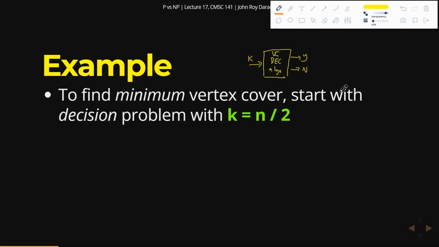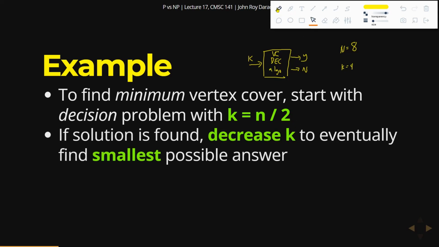So if you wanted to use this algorithm to find the optimal version, you can start with n over 2. So let's say that you have 8 vertices. Let's say n is equal to 8. Let's start with 4. Can you do it with 4? Okay, so start at the half, and then if you find the solution, then you'll try to decrease it because you're looking for the minimum, right?